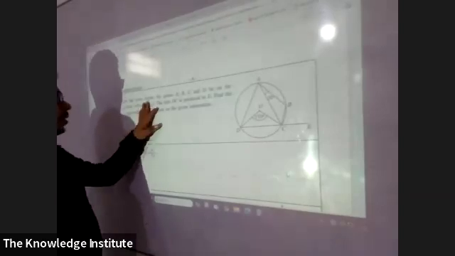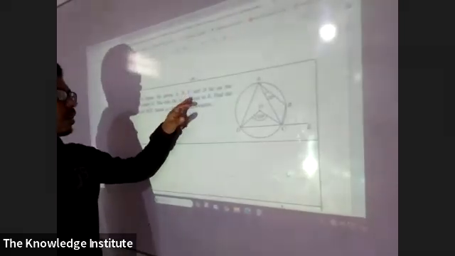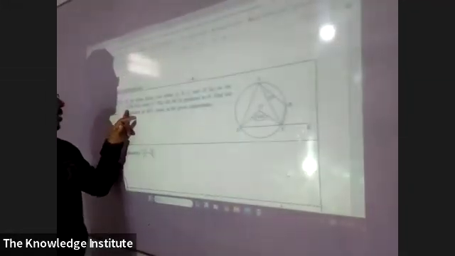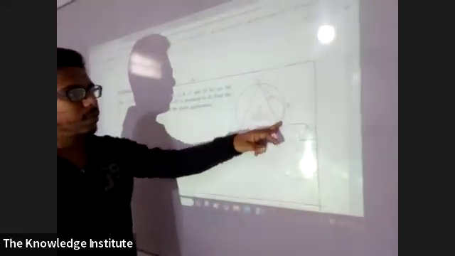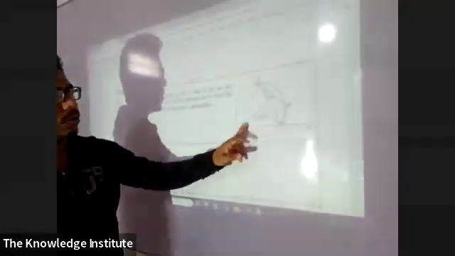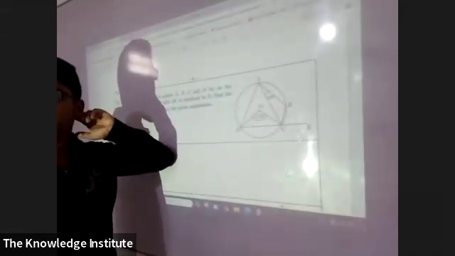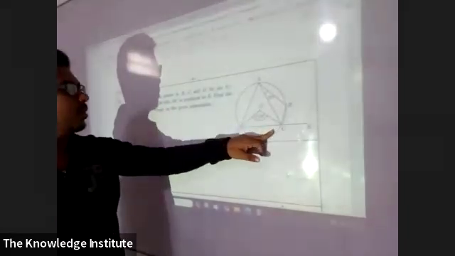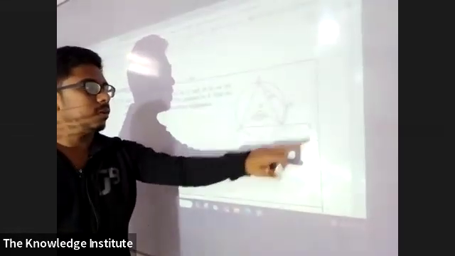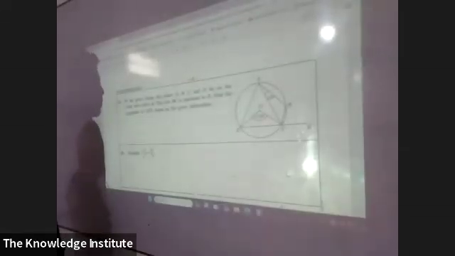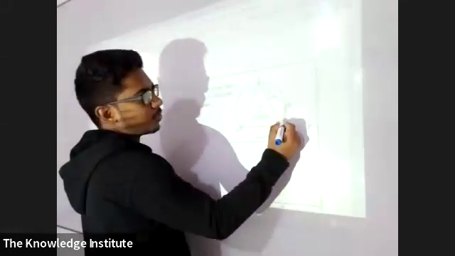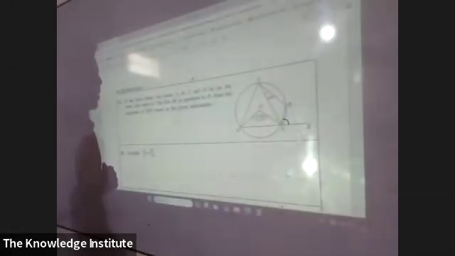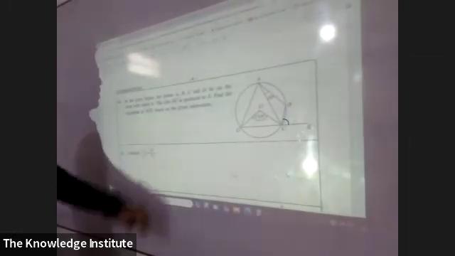Question number 4. In the given picture, the points A, B, C and D lie on the circle with center O. You can see A, B, C, D lie on the circle, so what we can say is that ABCD is a cyclic quadrilateral. The side DC is produced to E. Find the magnitude of angle DCE. So you want to find this angle. How to find this angle, based on the given information?